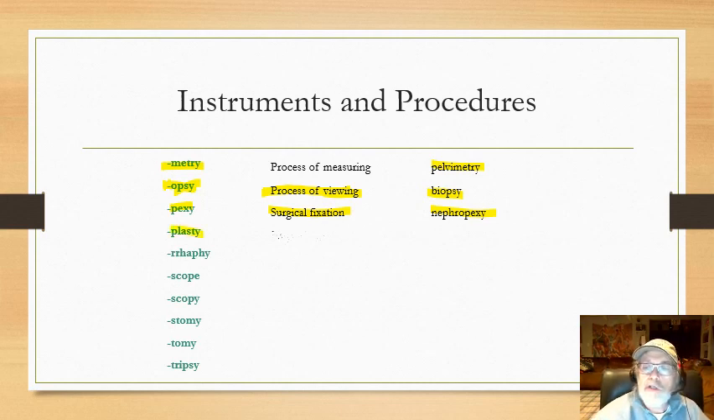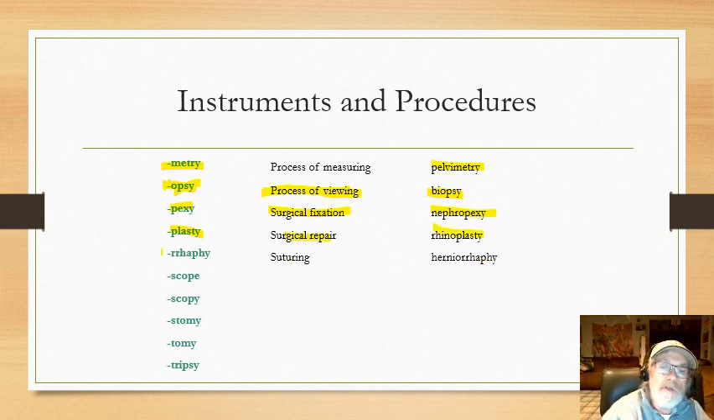Plasty means a surgical repair of something. Again, rhinoplasty, rhino means nose job. Raphy means a suturing, and herniorrhaphy. What happens in a hernia is basically a weakness in the abdominal wall.